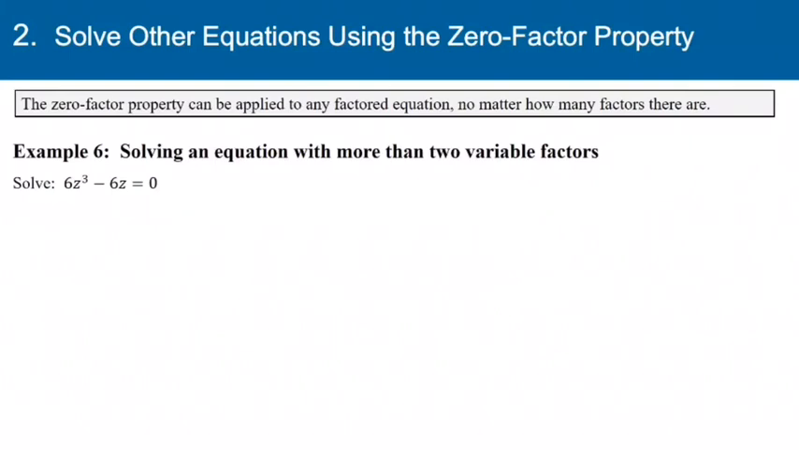All right, now for our second objective. We've done several quadratic equations together, but also notice that you're not limited to only two factors when you use the zero factor property. You can apply this to any factored equation, no matter how many factors there are.